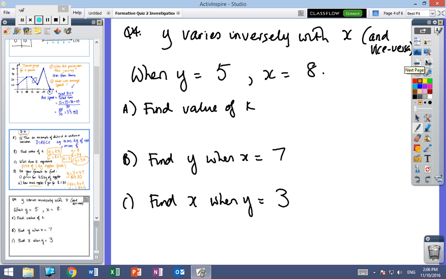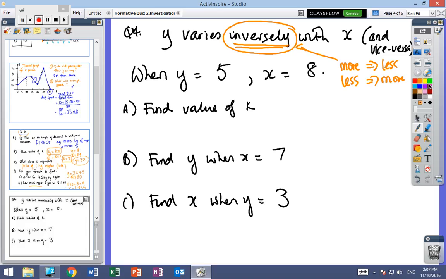Okay, so this time you're told that it's the inverse, but if you weren't told, what you have to do is look: if more of something gives you less of the other, or less of one gives you more of the other, then you have an indirect. In a word question, if more gives you less or less gives you more, then you have an inverse. So the formula for indirect is y equals k over x.